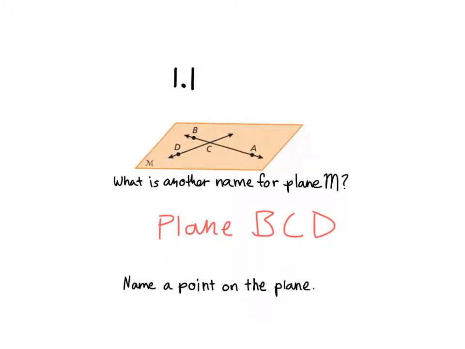Is it fine if you do 4 points or no? Just 3. So we could also call this plane DCA because it just has to be 3 points that are not on the same line.